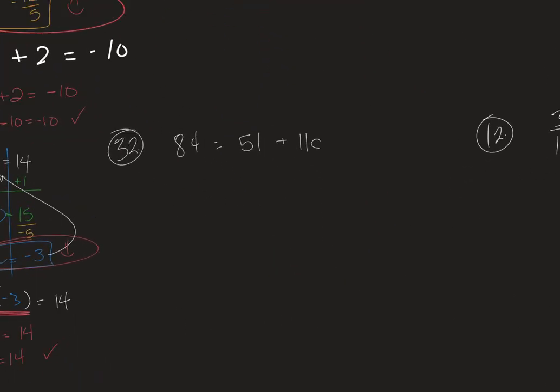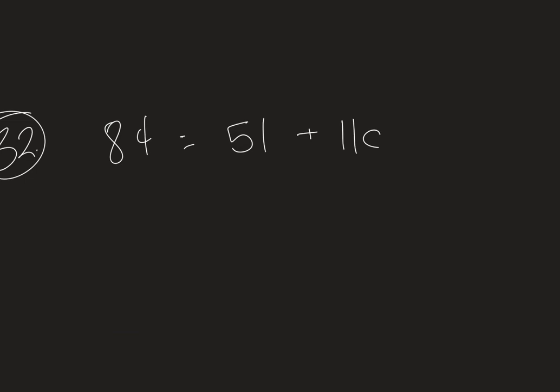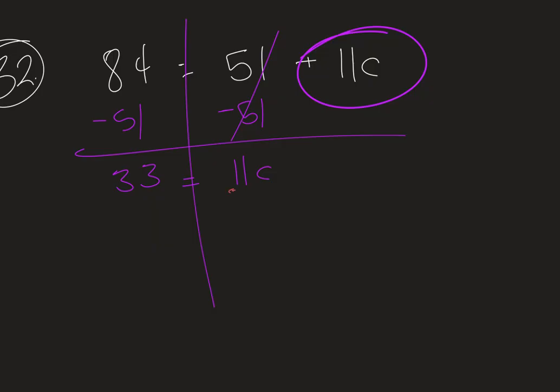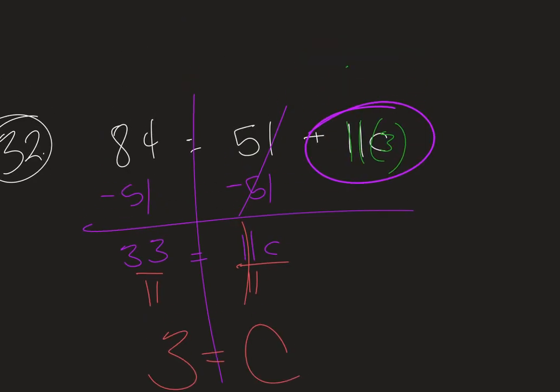All right. 32. 84 equals 51 plus 11c. Similar to the last one, we're going to start with subtraction. And we get 33 equals 11c, because that cancels, the 11c's left behind. If I divide both sides by 11, I get c equals 3. And we can pretty quickly check this one. 11 times 3, well, that's 33. 33 plus 51, that's very clearly 84.